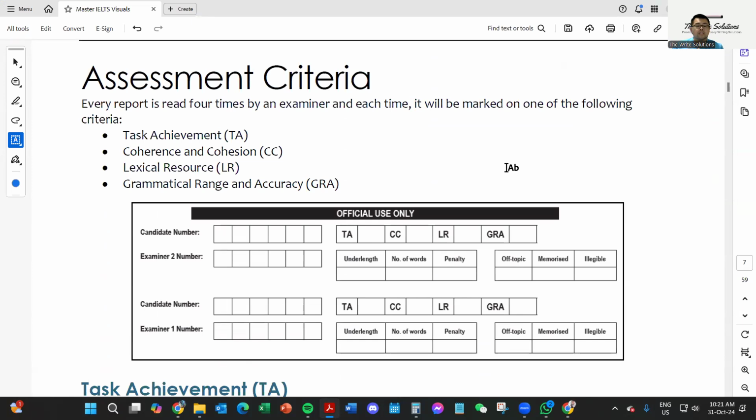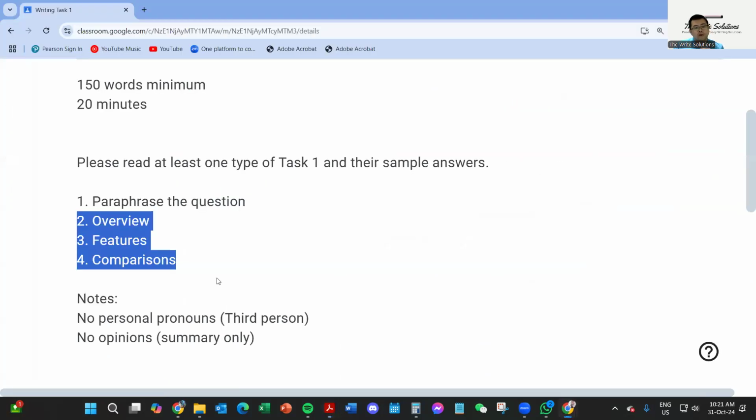Coherence and cohesion. This is the organization. As I said, the organization should follow: paraphrase, overview, features, and comparisons. Some people like to put the overview at the end. That's fine. But you should have linking words such as, for example, as an example, or in summary. Overall would be a connector.